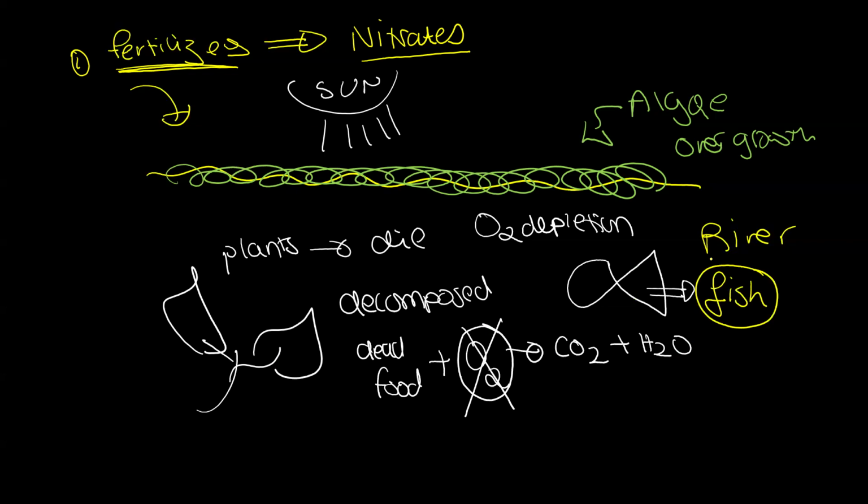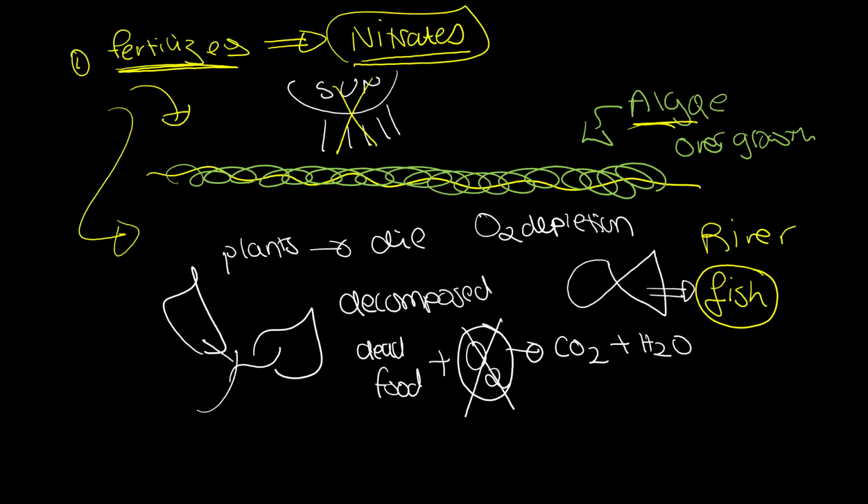So this happens slowly. First, we have the release of fertilizers into the river. Fertilizers contain lots of nitrates. Nitrates will lead to the overgrowth of algae. Algae is going to create a green curtain. This green curtain is going to block out the sun. So the sun is not going to reach the river. Everything inside the river will die.